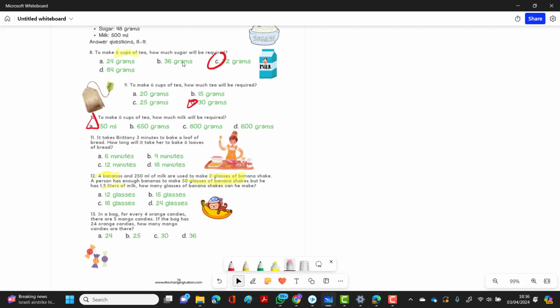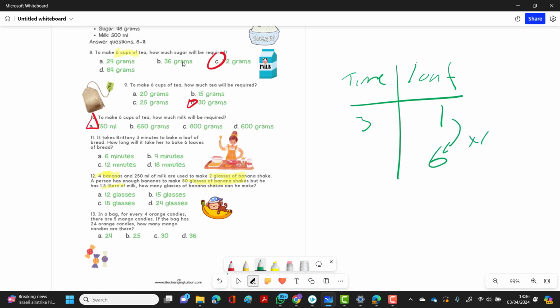Number 11. Brittany takes 3 minutes to bake a loaf of bread. How long will it take her to bake 6 loaves of bread? So time: 3 minutes can do 1. How long does it take to bake 6 loaves? Times 6, 18. So number 11 is D.